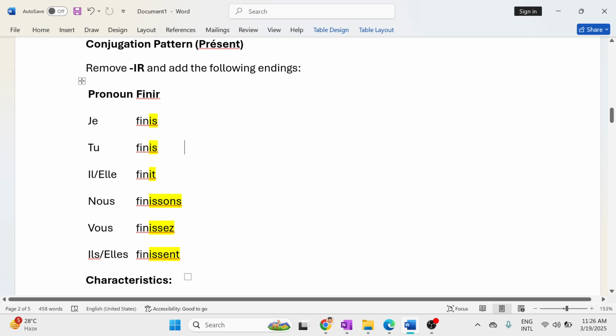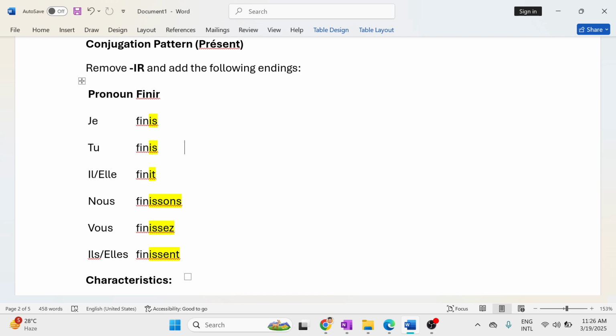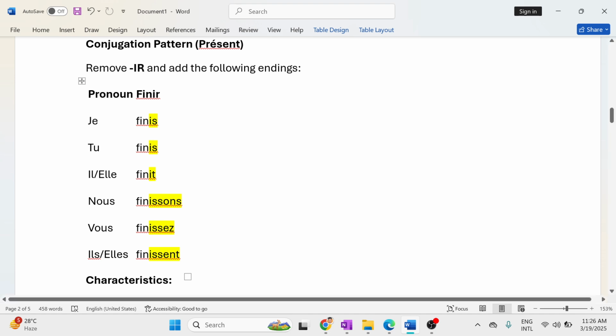Just like the ER verb parler, you just remove ER and you get the stem there, right? So let's read it again. You guys can repeat after me.